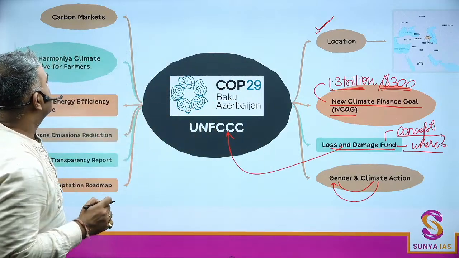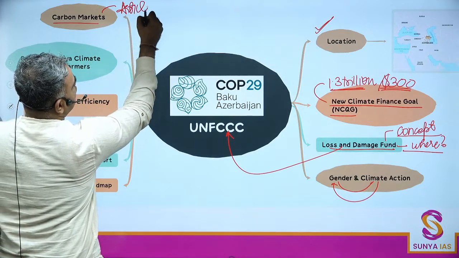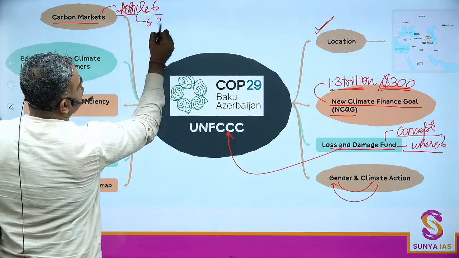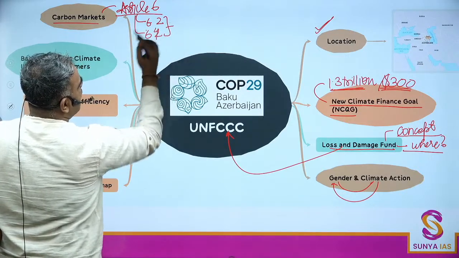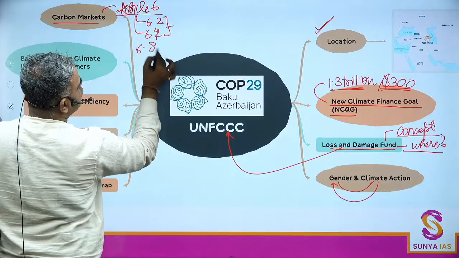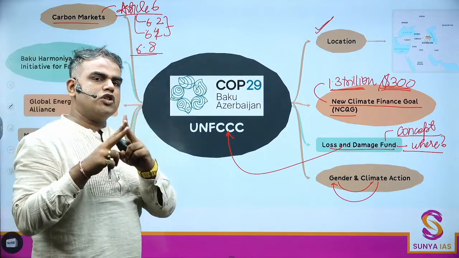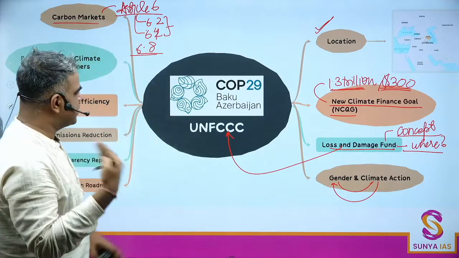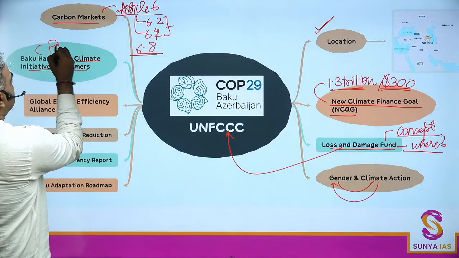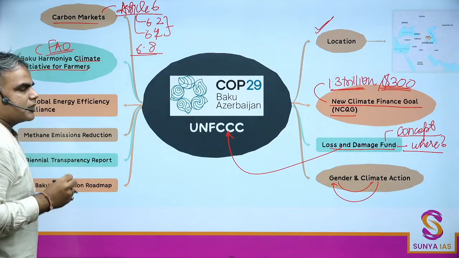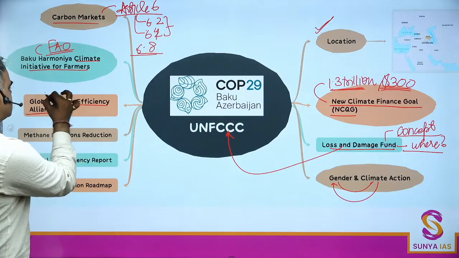Right now, carbon markets we've seen. First remember Article 6, first level of information. Then remember 6.2, 6.4. For this write down these are basically market, and separately write down somewhere 6.8 so that you will remember that 6.8 is non-market, 6.2 and 6.4 are market mechanisms. Then Baku Harmonia Climate Initiative for Farmers. This we just saw. Remember FAO additionally, that it is supporting it. Then Global Energy Efficiency Alliance we just had a look at.